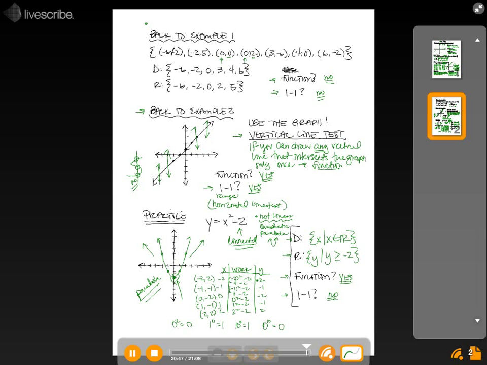Alright, well those are your notes for section 2.1 on relations and functions. Important things to remember: points you do not connect. If it's an equation, you do, so you'll have a graph with a line. And the vertical line test. It tells you whether it's a function or not. Remember what is a function, what it means to be a function, and what it means to be one-to-one.